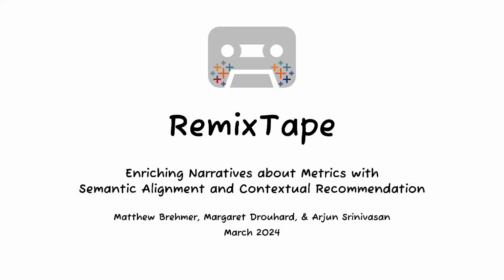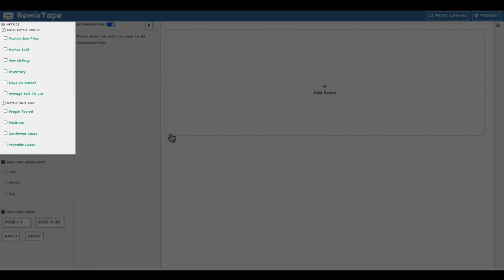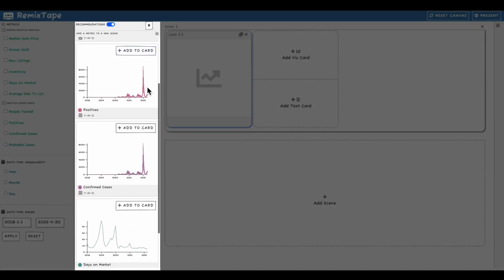This video illustrates the scenario depicted in the paper of preparing a presentation about the dynamics of COVID-19 in the housing market in Seattle. Here we have metrics from two data sources, monthly housing sales and daily COVID statistics. We begin our narrative by adding a scene and a viz card to the canvas.